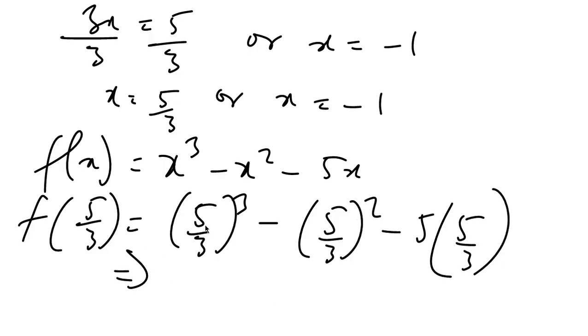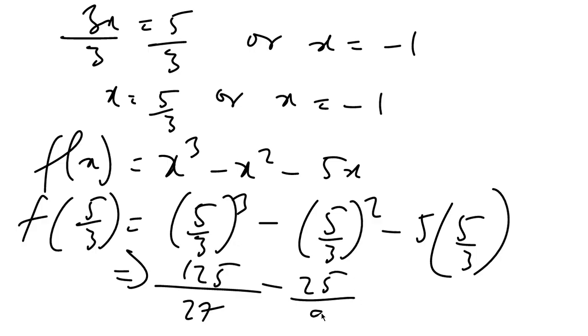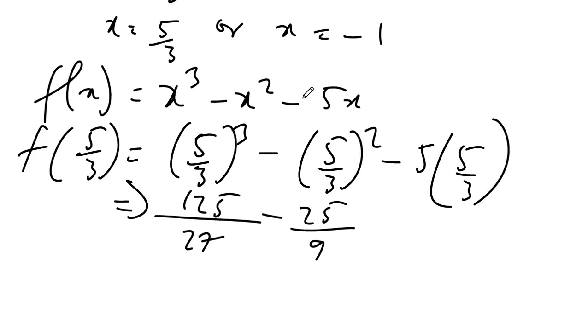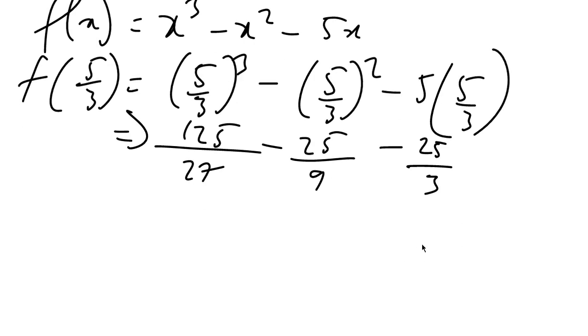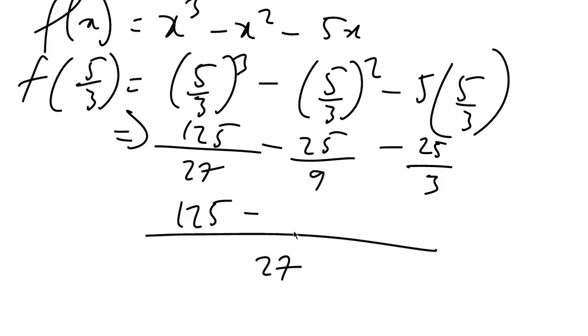So on opening this up, 5 to the power 3 is 125 over 3 to the power 3 is 27, minus 5 squared is what? 25. 3 squared is what? 9. Then minus 5 times 5 is 25, and then over 3. And if you should get the LCM of this, what is this? It's going to be 27, right? 27 divided by 27 is 1. 1 times 125 is 125, minus 27 divided by 9 is 3. 3 times 25 is what? 75. Very good.